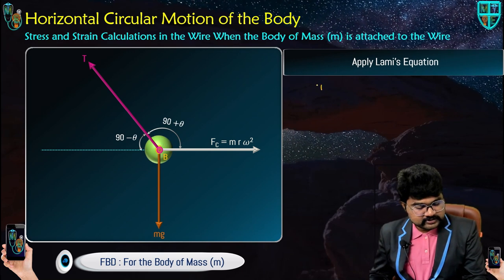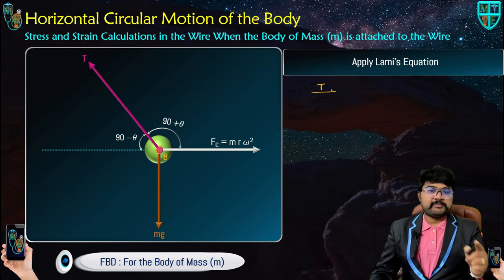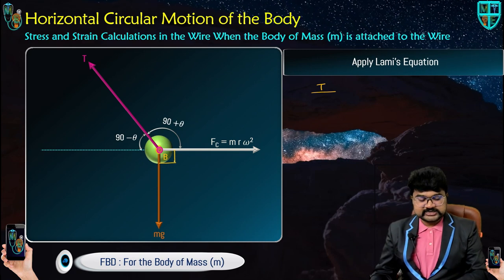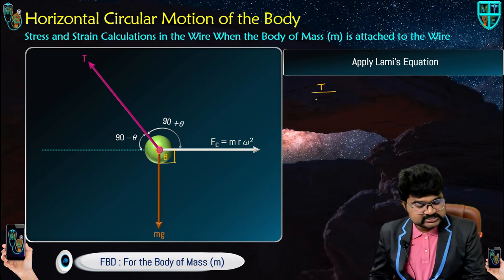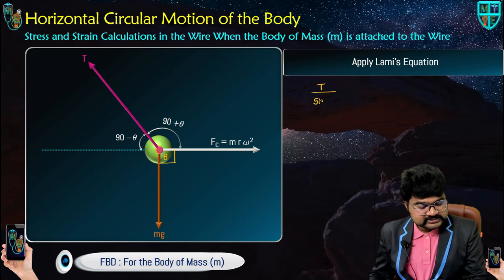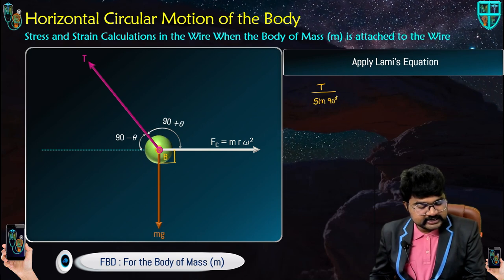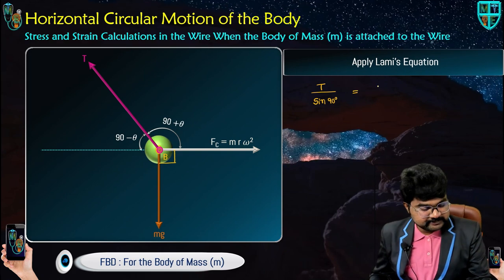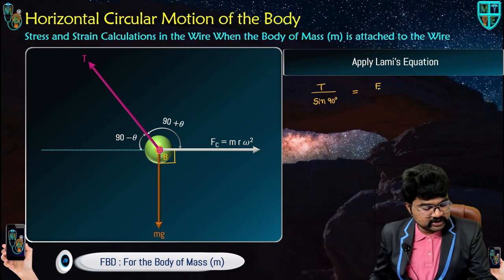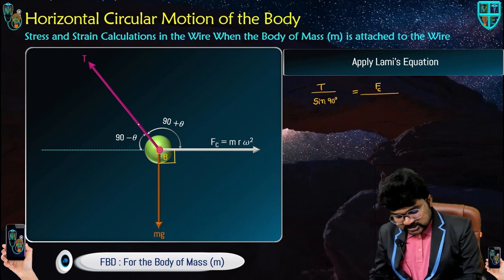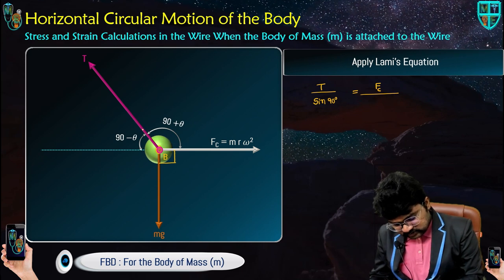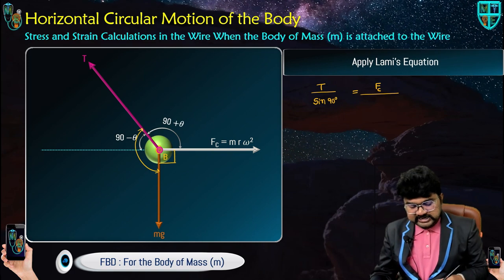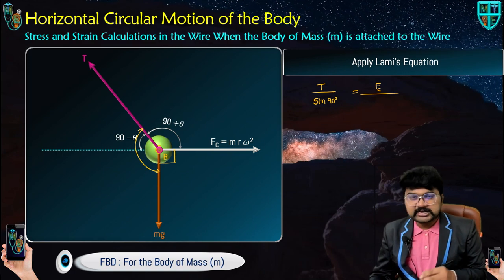T by what is the angle between the other two forces, FC and mg? This is 90 degrees. T by sine 90 degrees equals centrifugal force FC by the sine of the angle between the other two forces, tension and mg. 90 minus theta plus 90, how much?